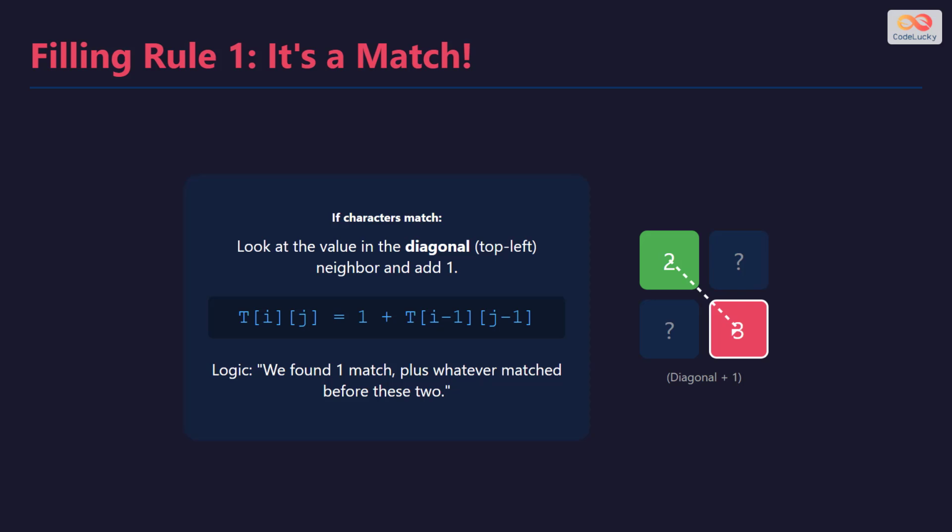Now let's fill the table. We iterate through every cell. If the characters corresponding to the current row and column are the same, we have a match. In this case, we look at the value in the cell diagonally to the top left. We take that value, add 1 to it, and place the result in our current cell. This effectively says, we found a match, so let's add it to whatever the length was before we considered these two characters.